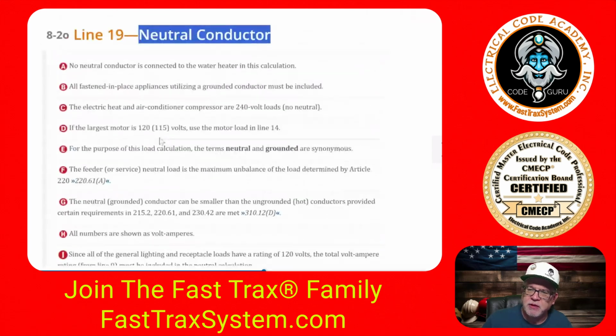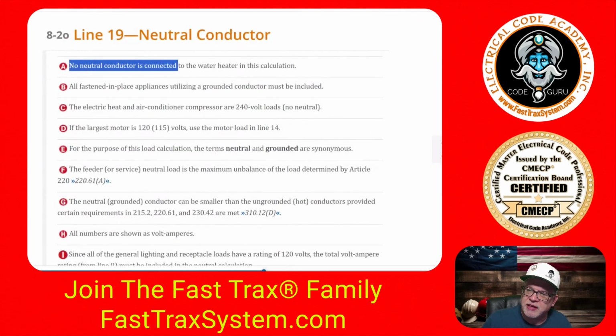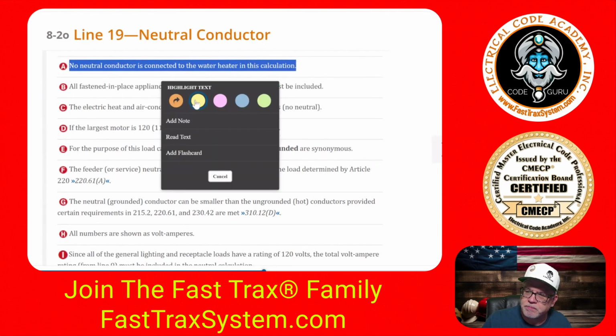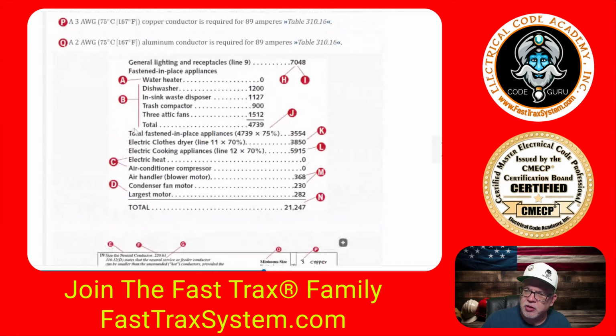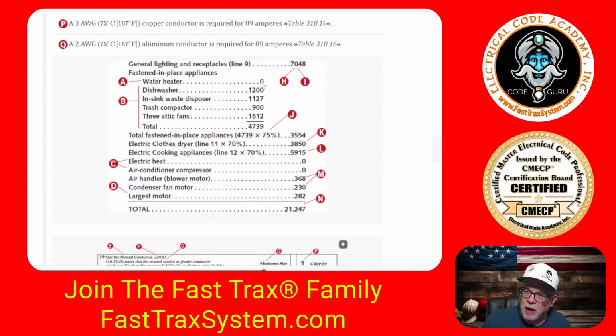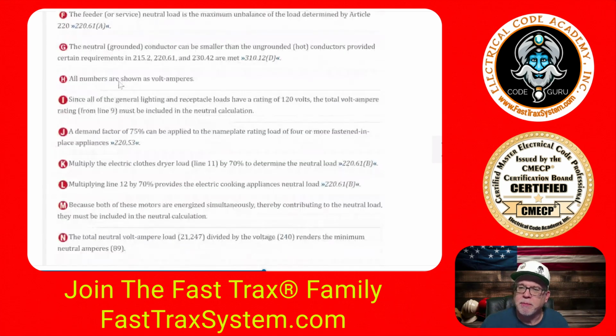All right, so for example, let's just look at it. So here's A, call out, and it says no neutral conductor is connected to the water heater in this calculation. All right, so if you go down here to A, you're going to see A right here, there's 0. Why is it 0? Because there is no neutral for a hot water heater, okay? So a traditional storage type hot water heater, you just got two ungrounded hot conductors, okay, and an equipment ground. So there's no neutral contribution to take into consideration, okay?